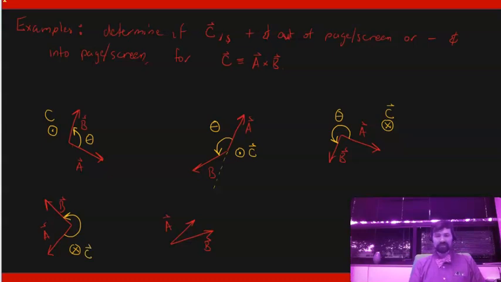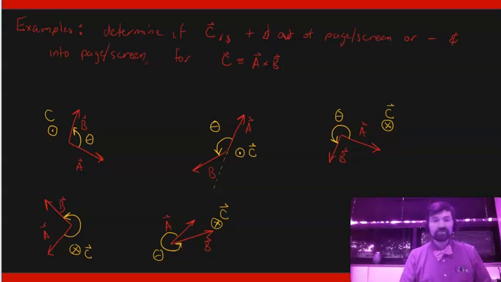Finally, here's A and here's B. I have to go counterclockwise from A to B. That would be like this for theta. That is somewhere between 270 and 360 total degrees. Let's call it 330 degrees, or 320, or 310, 335, that kind of thing. Plug all those into your calculator, and once again, you'll get that the sine is less than 0, and so C is once again into the board, or into the screen, or into the page.